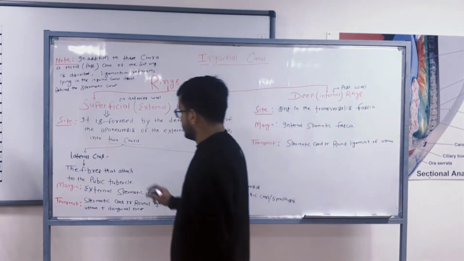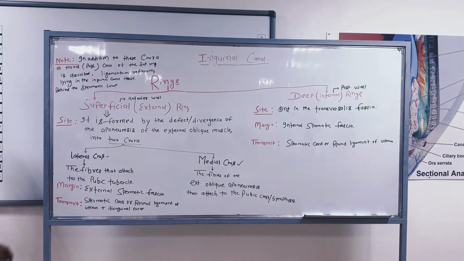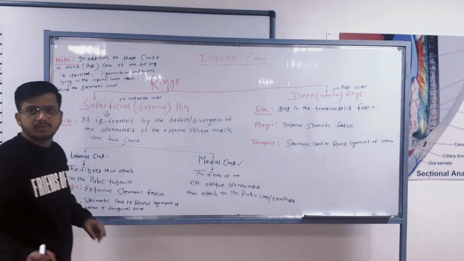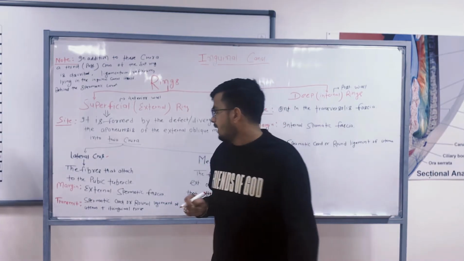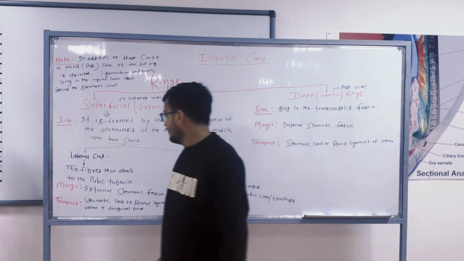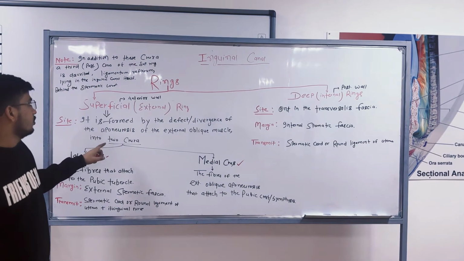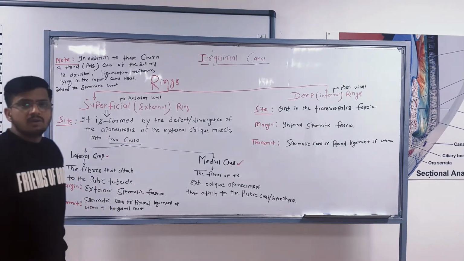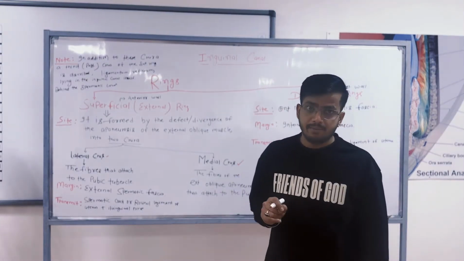Then we talk about the margin of the superficial ring. The superficial inguinal ring gives an extension around the spermatic cord, and it gives the external spermatic fascia. Then we will talk about the transmit, meaning which structures pass through the superficial inguinal ring. We have the spermatic cord or round ligament of the uterus and the ilioinguinal nerve.